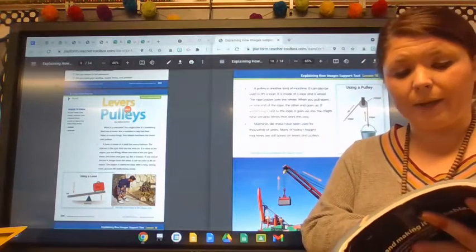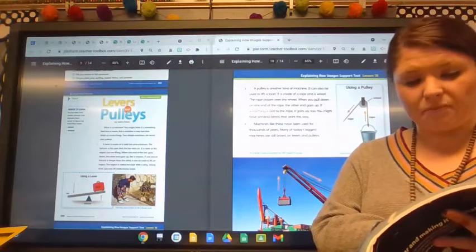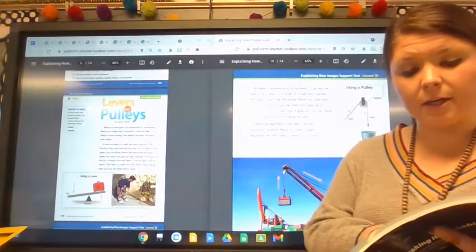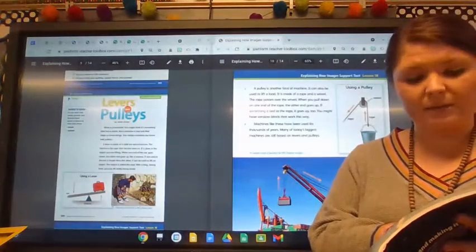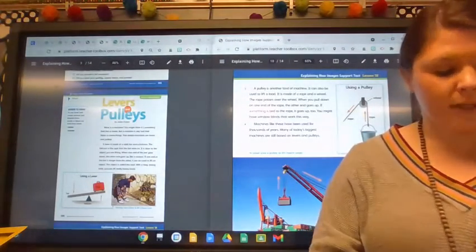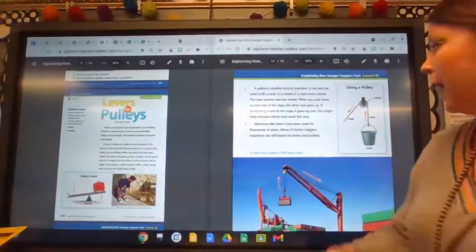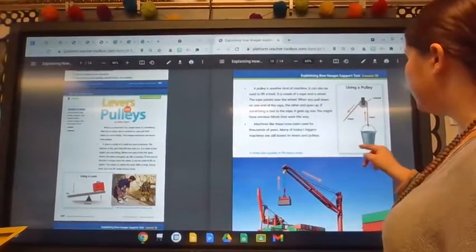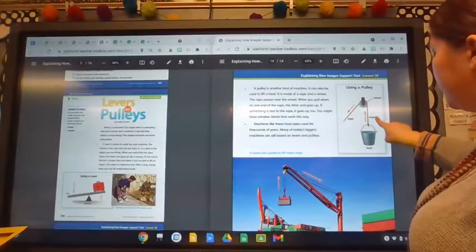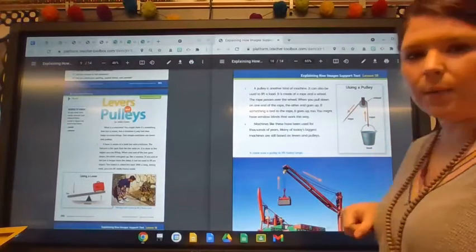You might have window blinds that work this way. Machines like these have been used for thousands of years. Many of today's biggest machines are still based on levers and pulleys. So now let's look at the diagram of using a pulley. So here we have the parts, a rope, a wheel, a rope, and a load, okay?